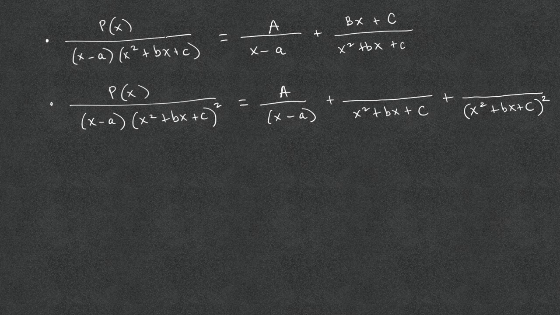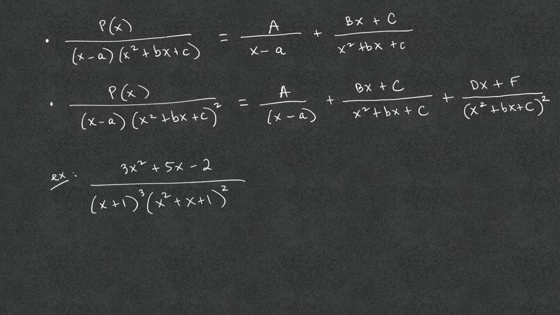The numerator for the irreducible quadratic is still linear, thus bx plus c and dx plus f. For example, to decompose 3x squared plus 5x minus 2 over x plus 1 cubed times the quantity x squared plus x plus 1 squared. We first noted that this is proper because the degree in the numerator is 2 and the degree in the denominator is 3 plus 4, which is 7.